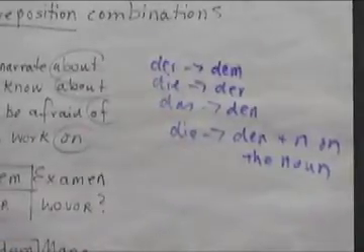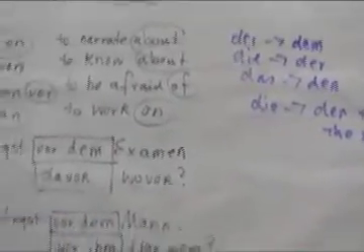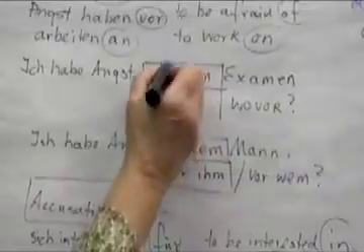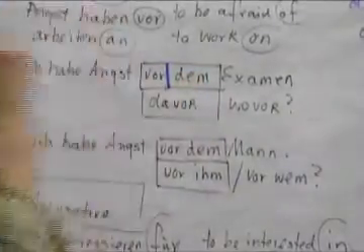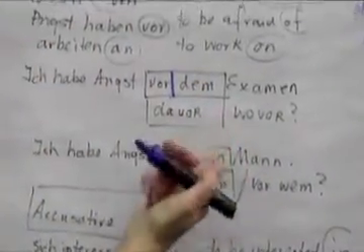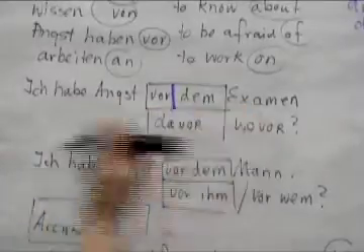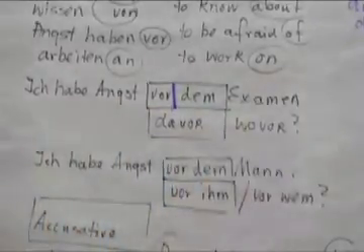Alright, so I gave you an example. I'm afraid of the exam. How do we say that? Ich habe Angst, our preposition is vor, and we learned that it is a dative in this case. Ich habe Angst vor dem Examen. Examen was a das word.